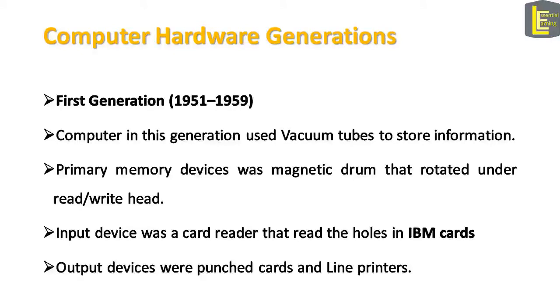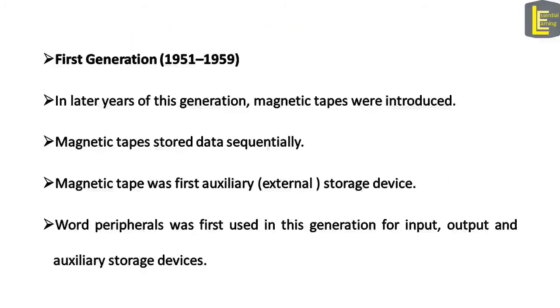The input device was a card reader that read the holes in IBM cards. These are the same cards used in Jacquard's loom. The output devices were punched cards and line printers.